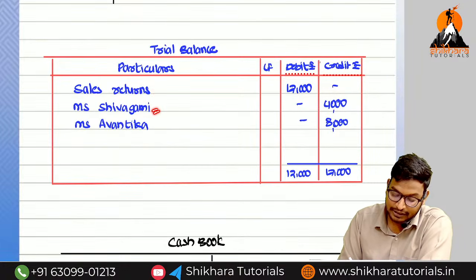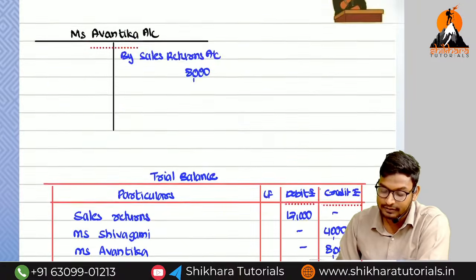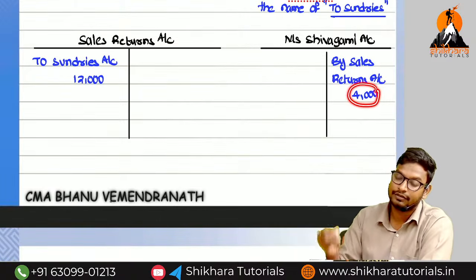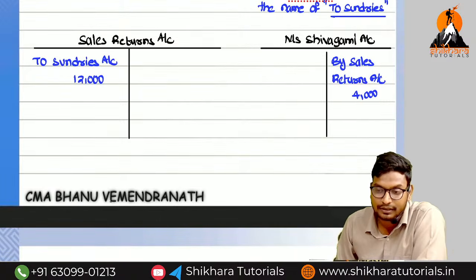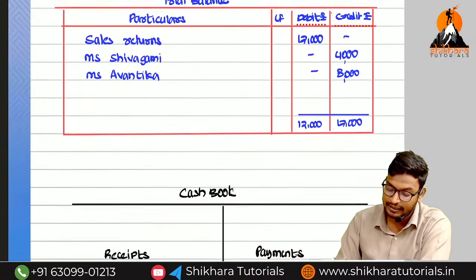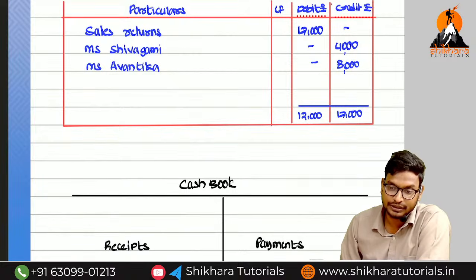And the Shivagami account and Avantika account are showing which balance? Credit balance. Why, sir? Because here the credit side is more than the debit side. For that reason, we have to transfer to which side? Credit side of the trial balance. So here also credit side. So now the balances will tally. So these are the main important subsidiary books you need to remember.